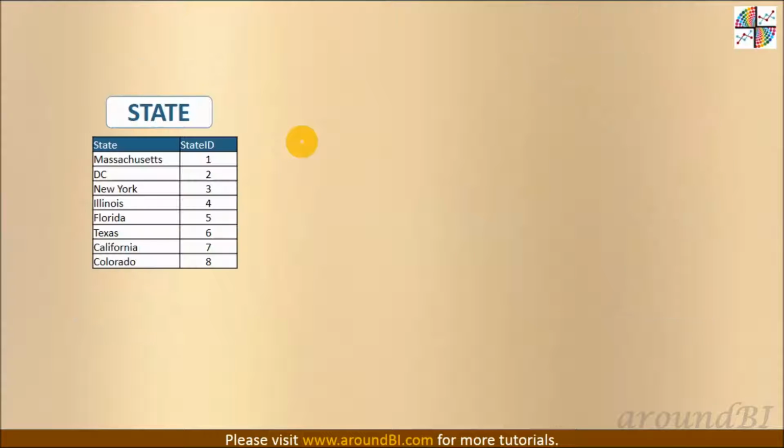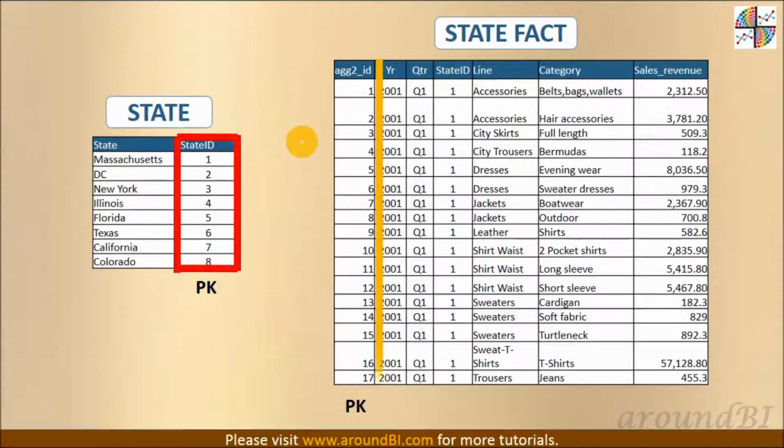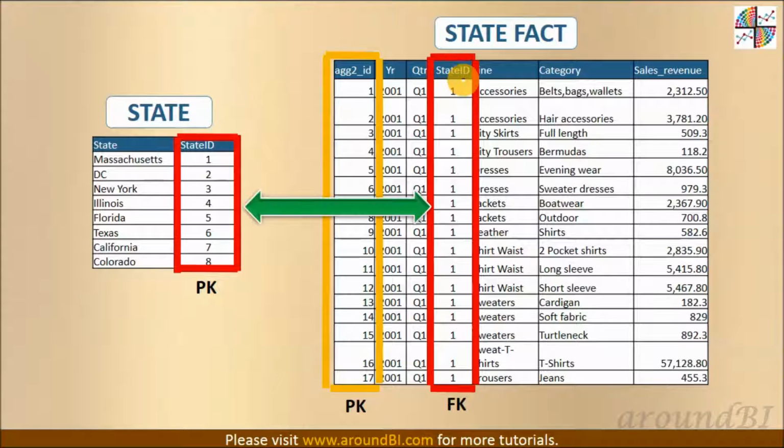If we check data for these tables, state table where state ID is primary key, and for state fact table aggregate ID is primary key. We have state ID also here as foreign key, that is pointing to the primary key in state table.